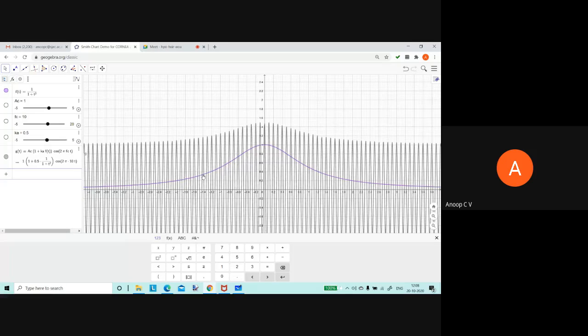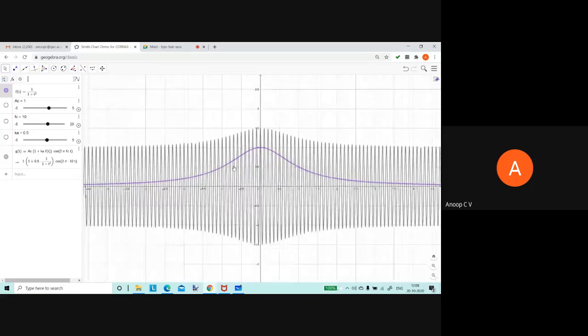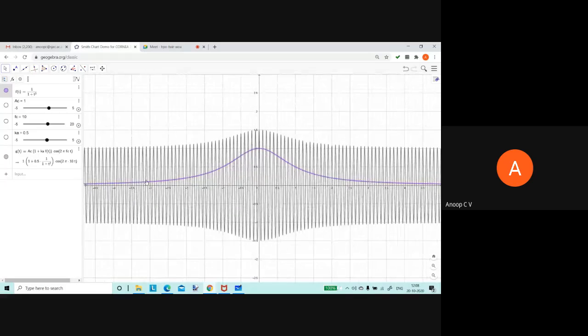I'll just zoom it in a bit. So this is our modulated signal. This is our m of t, and m of t looks like this. And our modulated signal just exactly follows the envelope.